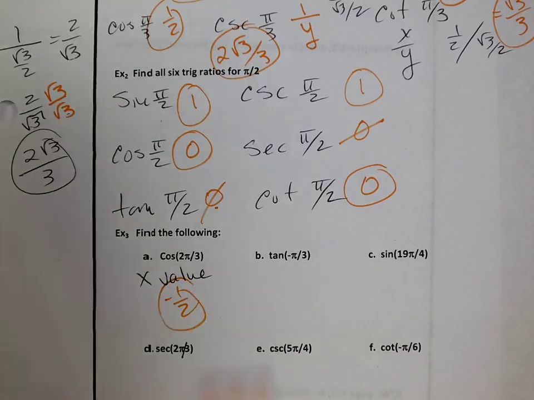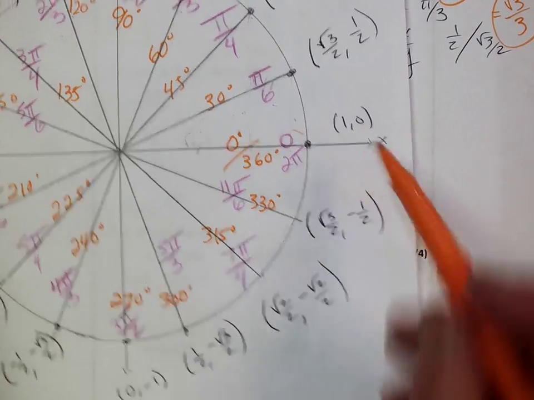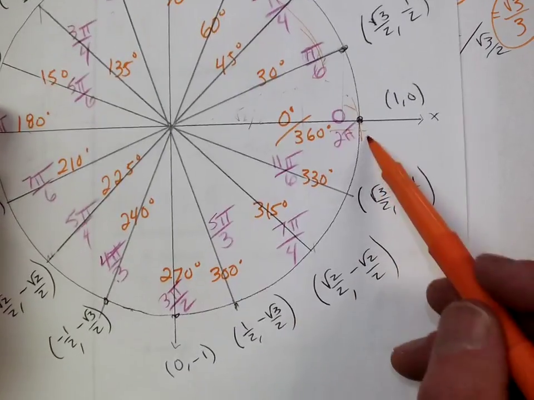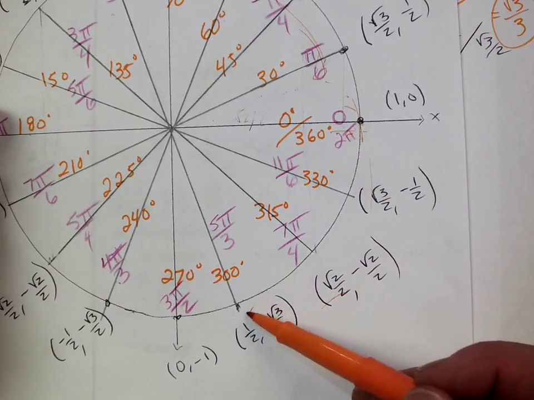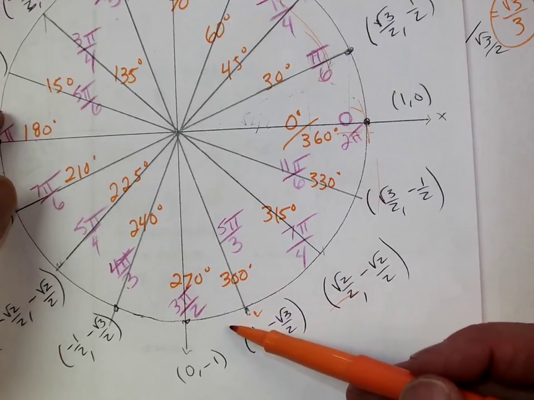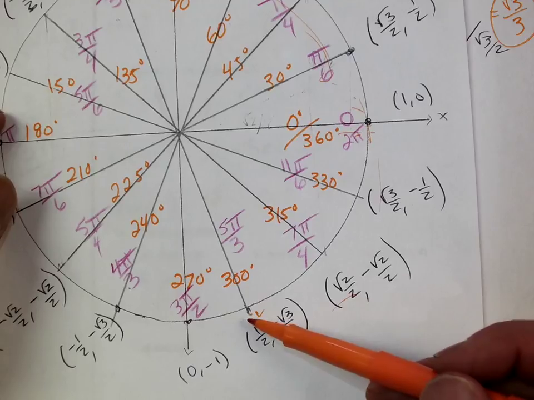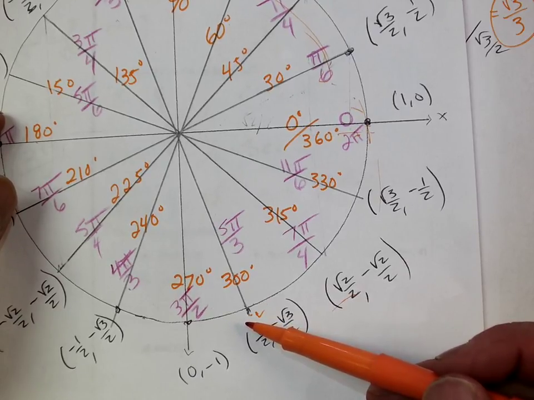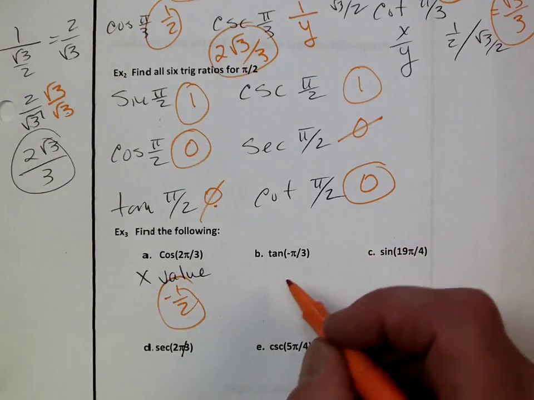Tangent, negative pi thirds. So first of all, if pi thirds is here, then negative pi thirds is here, okay? Now we have it on our unit circle. What is it? Negative square root of 3. Do you guys see negative square root of 3? Down there at 300 degrees? Negative square root of 3.